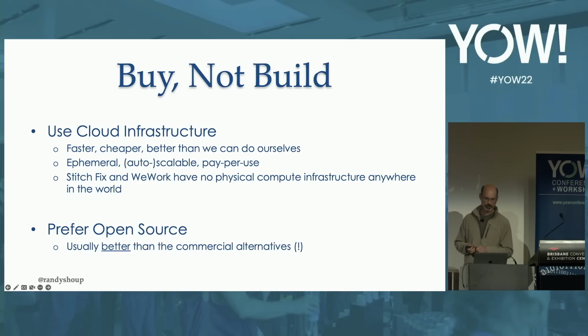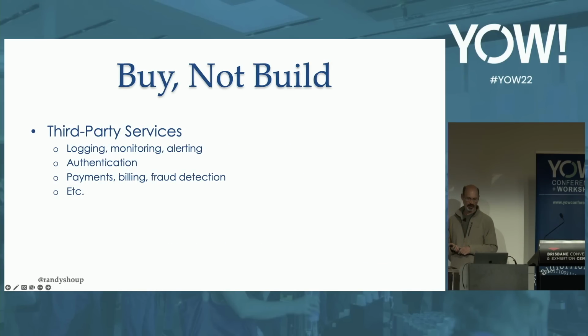We want to prefer open source. So usually the open source technologies, particularly now, are even better than the commercial alternatives. So we definitely want to make sure that we're optimizing for leveraging other people's work rather than building things ourselves. So along those lines, we want to make sure that we're leveraging third-party services as much as we can. So leveraging things for infrastructure like logging and monitoring and alerting, leveraging authentication providers, leveraging other services for things like payments and billing and fraud detection, et cetera.